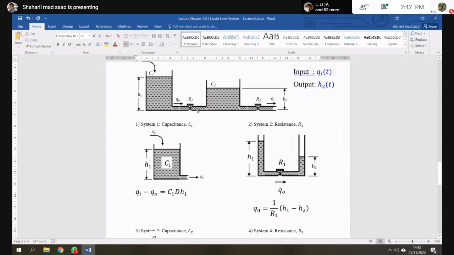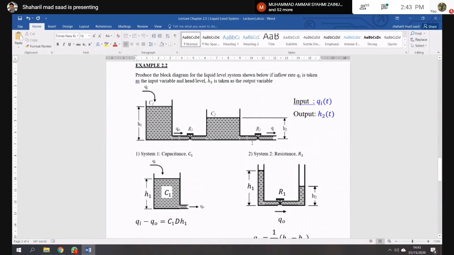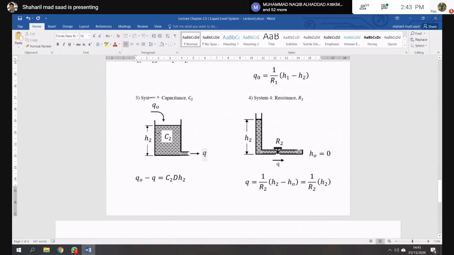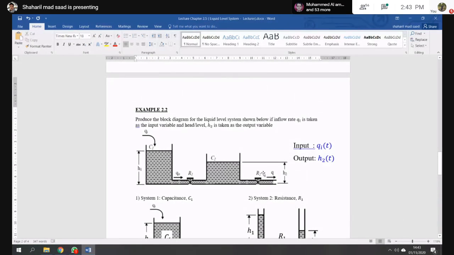And then from this one, if we go to capacitance C2, the input to the capacitance C2 is actually Q naught, right? So Q naught goes into capacitance C2, and the output is Q. So the equation will be, remember, input minus output: Q naught minus Q equals C2 dH2 over dt. Done. And then after that, the last one, resistor number 2.